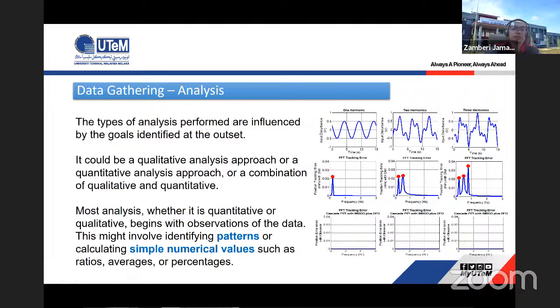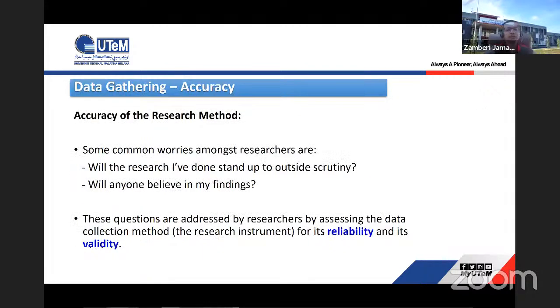Accuracy of the research work. This is basically some of the things that worry us as researchers. Can what I have done be scrutinized enough? Because we always remember that paper reviewers and external examiners will always scrutinize our data. Do we have the right data? Will anyone believe in my findings?